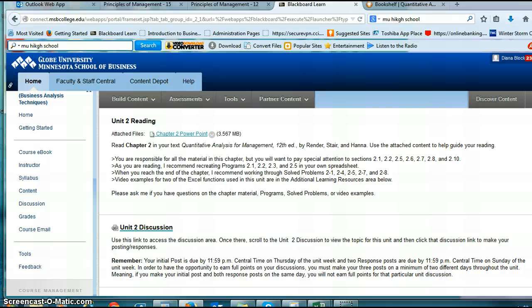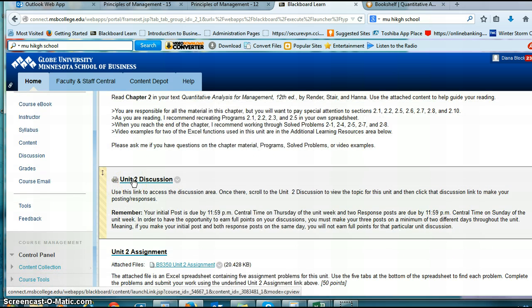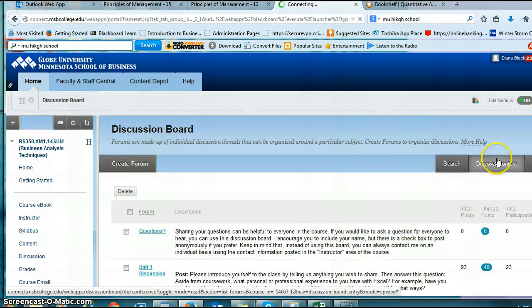But for week 2, we're going to read chapter 2. And the chapter 2 PowerPoint is attached here. I highly encourage you to download that PowerPoint and go through it, because there are examples of all of this week's problems in the PowerPoint. I also have noted here some sections you'll want to pay special attention to in week 2.